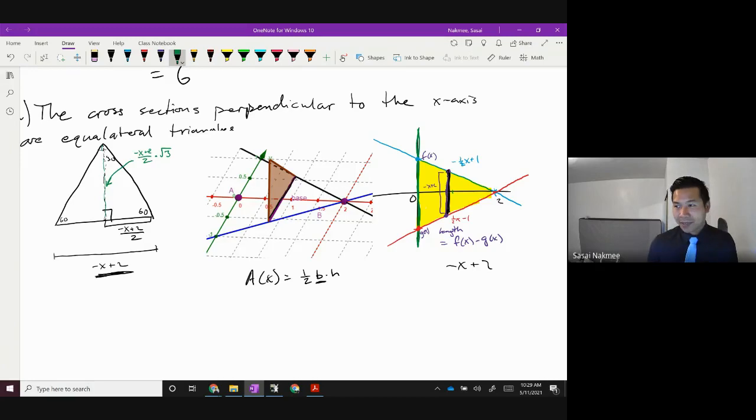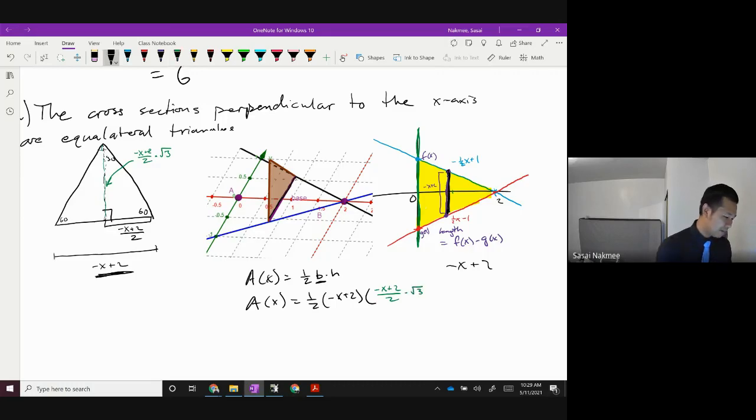It's wild, I know. So the area function, right? The area function is equal to 1/2. The base is negative x plus 2. The height is negative x plus 2 over 2 times the square root of 3.